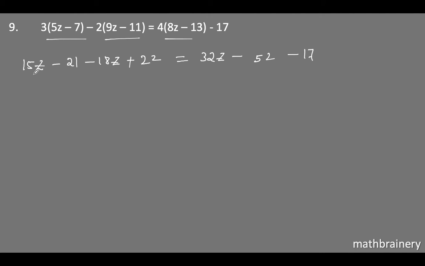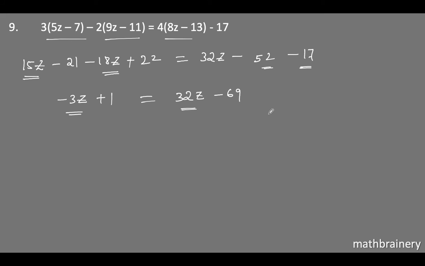Okay, so now what we have, 15z minus 21 minus 18z plus 22. This is your left hand side. Now what are the variable terms? 15z and 18z. 15z minus 18z is minus 3z. Minus 21 plus 22 is plus 1. This is equal to, here there is only one variable term, that is 32z. Minus 52 minus 17 is minus 69, both are the constant terms. So now what we have the variable terms minus 3z and 32z on both sides of the equation, and we have 69 and 1 here as the constant terms on both sides.